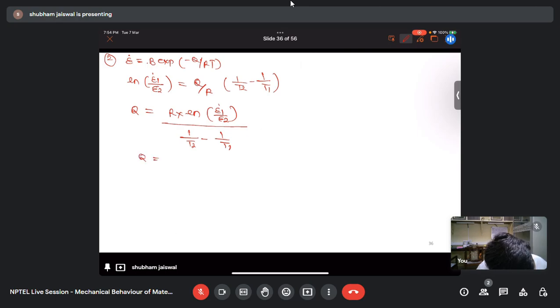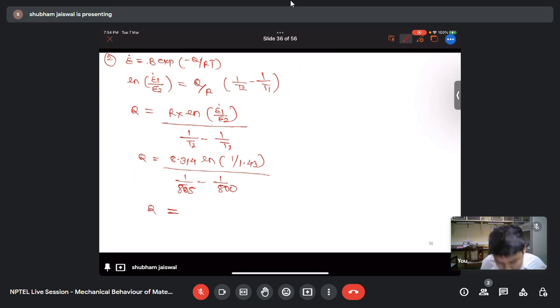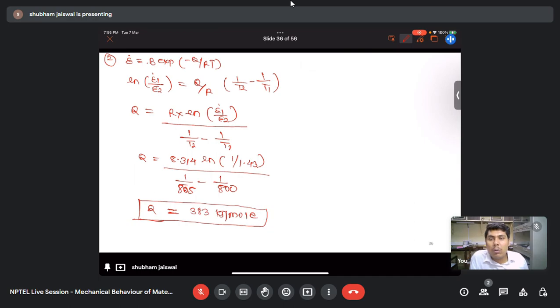So in this case, we'll get 1 divided by 1.43 and 1 upon T2 minus 1 upon T1. T2 is 805 and T1 is 800. So we'll get the value of Q somewhere around 383 kilojoule per mole. Okay, this is the second question, by following the second equation.